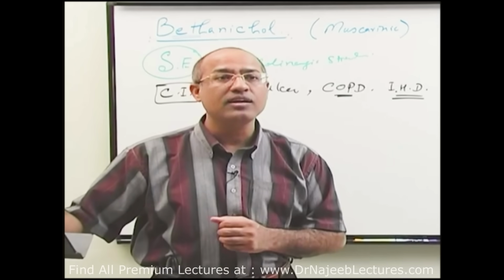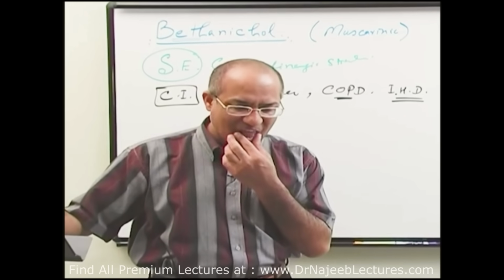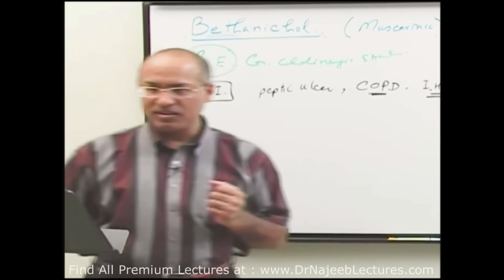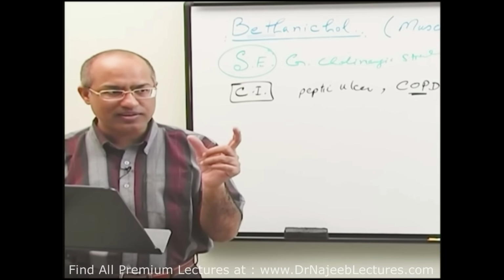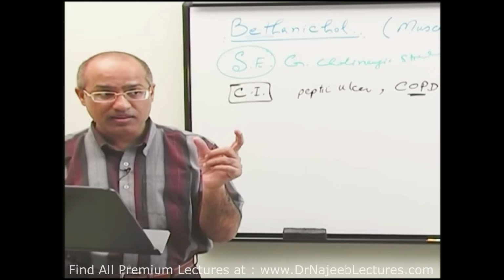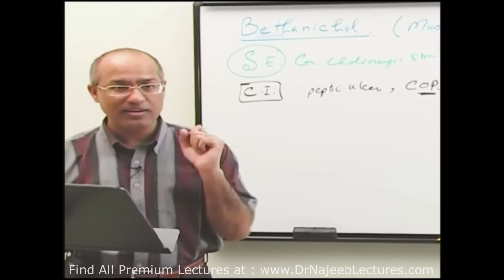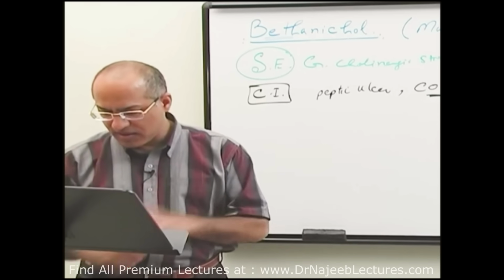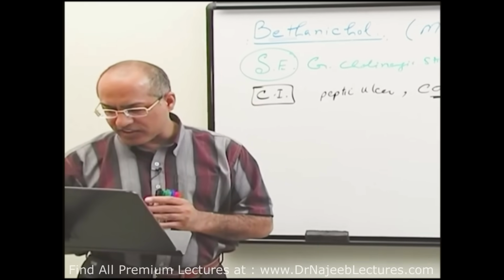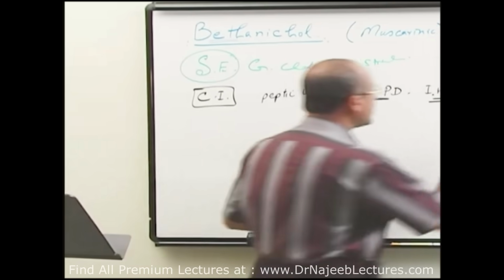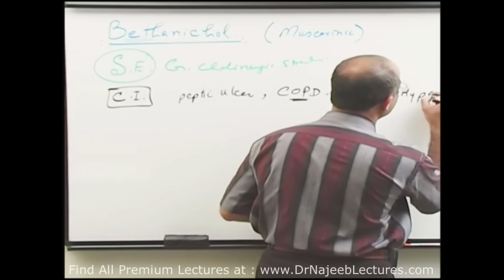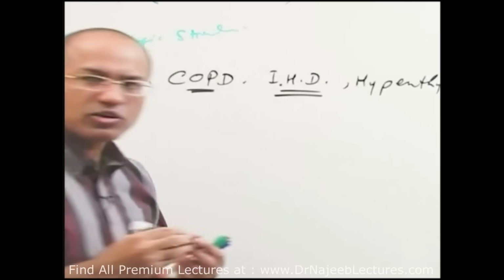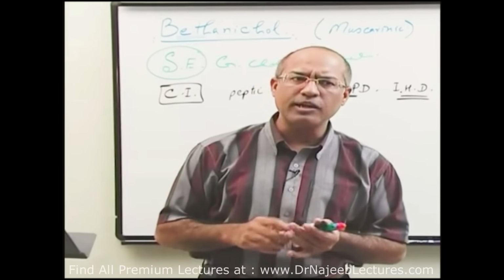Even the cholinergic action in the atria may precipitate tachyarrhythmias, right? Because it reduces the effective refractory period in the atrium, and it can precipitate tachyarrhythmias. Then this is also contraindicated in hyperthyroidism. The answer is simple. Why is it contraindicated in hyperthyroidism?